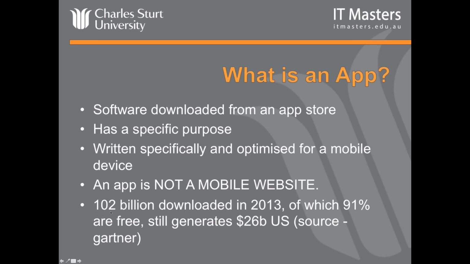Of the apps that are out there, 102 billion were downloaded in 2013, of which 91% are free. Interesting to know that, but it still generated $26 billion. That's from Gartner, that particular quote. So here's one thing to understand. This is a technical course, and I don't really want to go into the economics of developing apps, but if you go on the App Store, you'll notice that most of them these days are free. If you went on the App Store maybe 5 years ago, you would see most of them are like $1.99. So things have really changed.